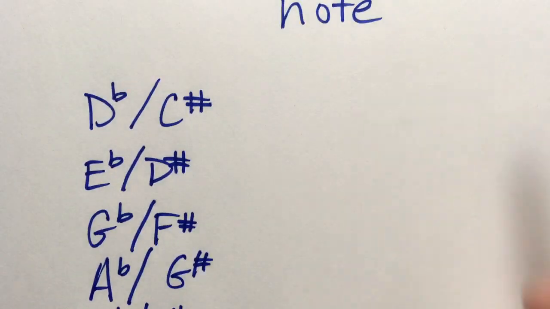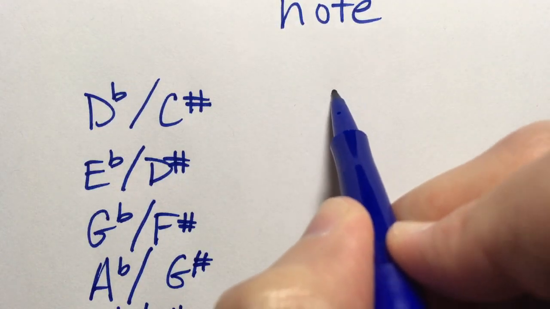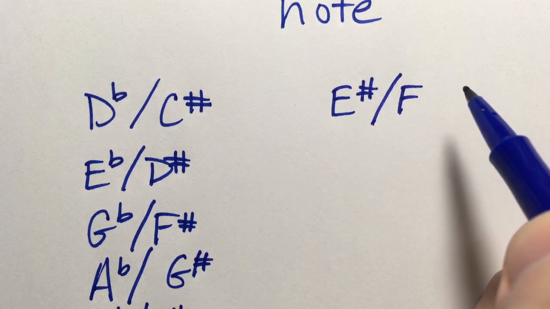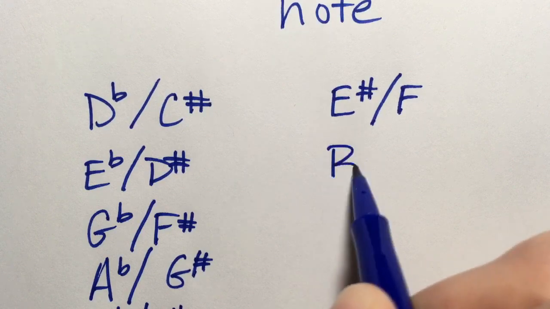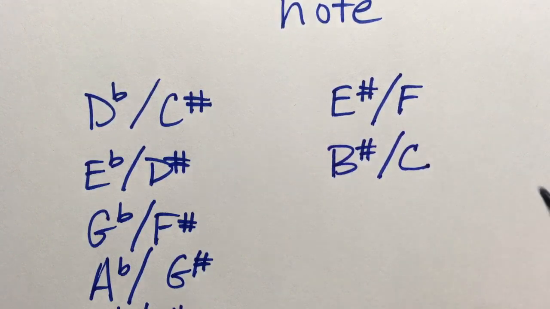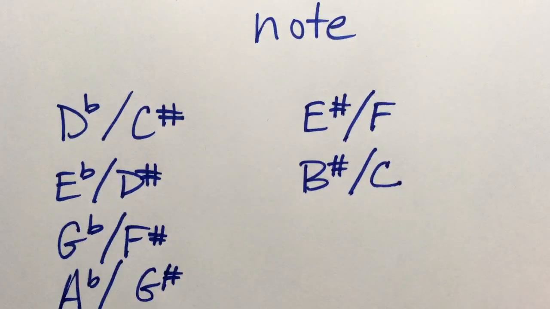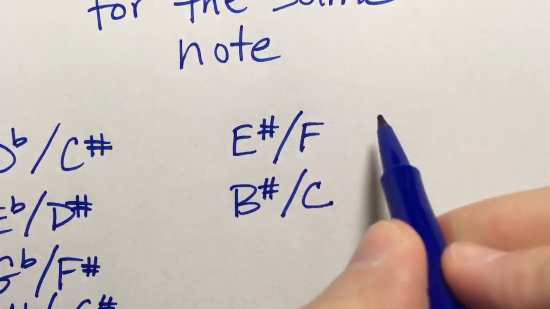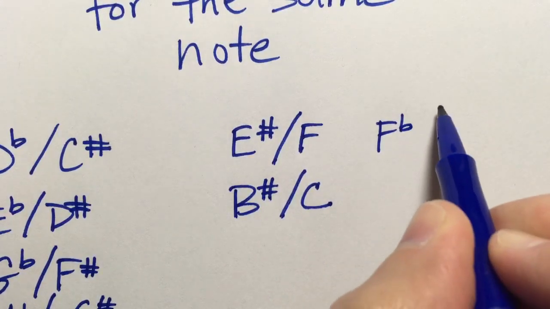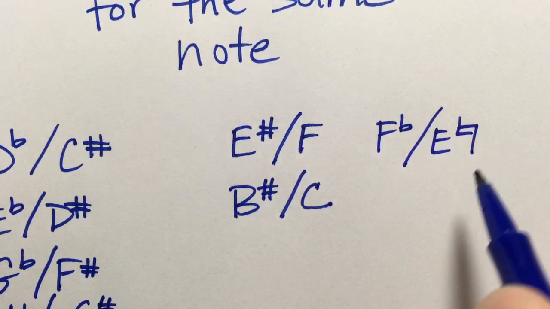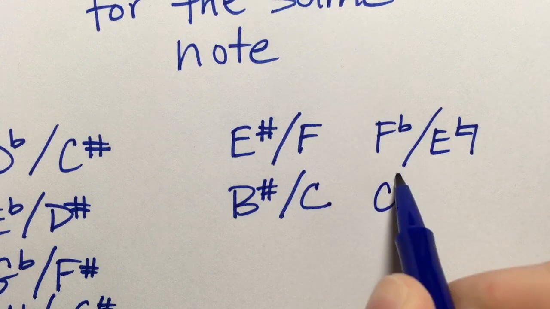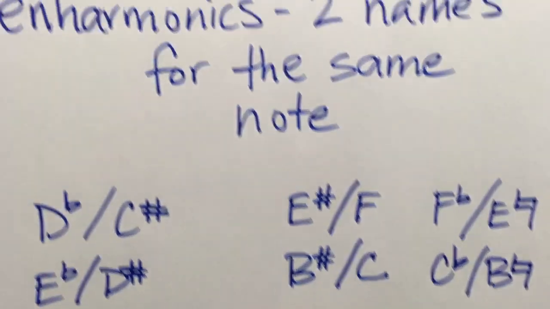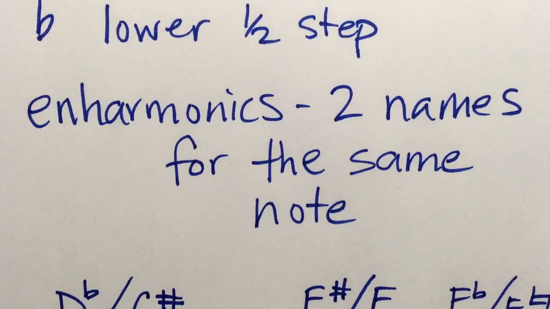The less common ones are E sharp and F, B sharp and C, and then if you wanted to do the flats, F flat and E natural, and then C flat and B natural. Enharmonics, two names for the same note.